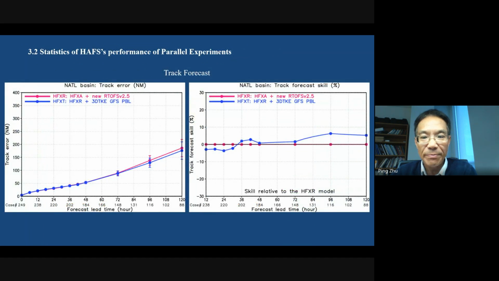This slide shows a bias error of predicted storm track. There is a noticeable improvement in storm track forecast by the 3D scale-aware TKE scheme, particularly in day 4 and day 5 forecast, indicated by the blue line. Next.